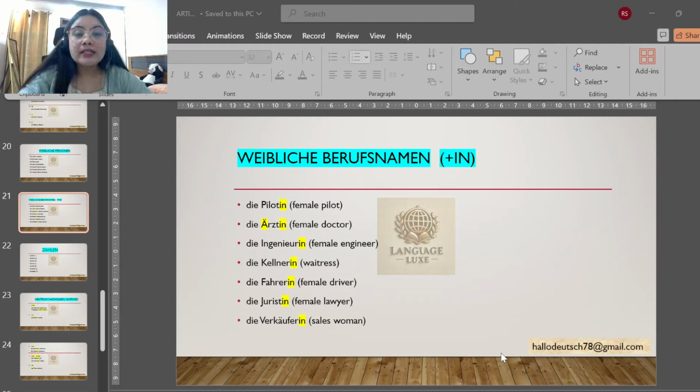Die Juristin, that is female lawyer. And then comes die Verkäuferin. The Verkäuferin is saleswoman. So, die Pilotin, die Ärztin, die Ingenieurin, die Kellnerin, die Fahrerin, die Juristin, and die Verkäuferin.